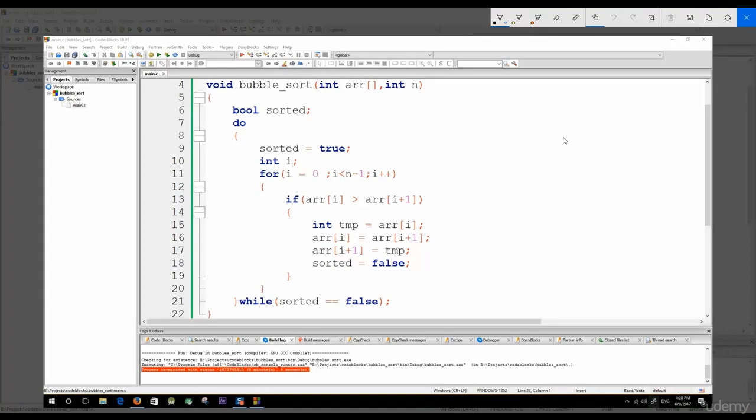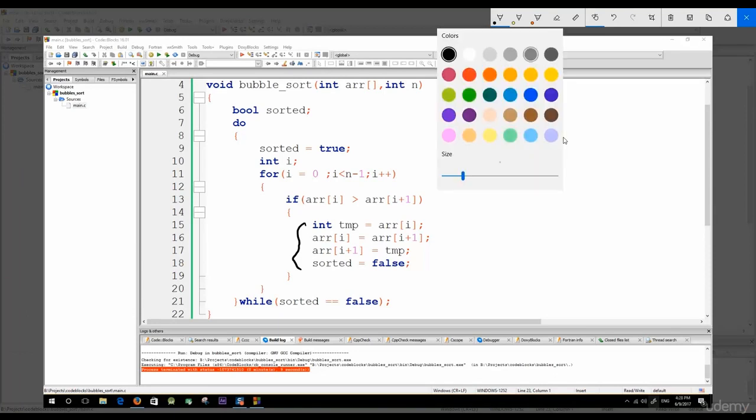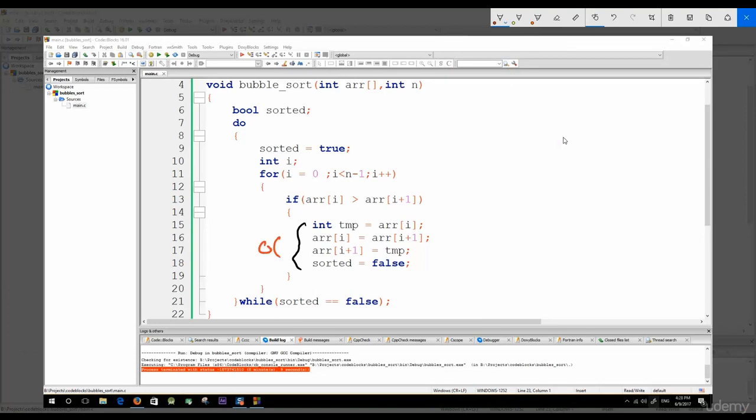So this algorithm basically has these 3 instructions, or let's say 4 instructions. These 4 instructions are constant, so their complexity is order 1. And we have here the if statement, which is also order 1. So we can consider that all of this is order 1. Okay?